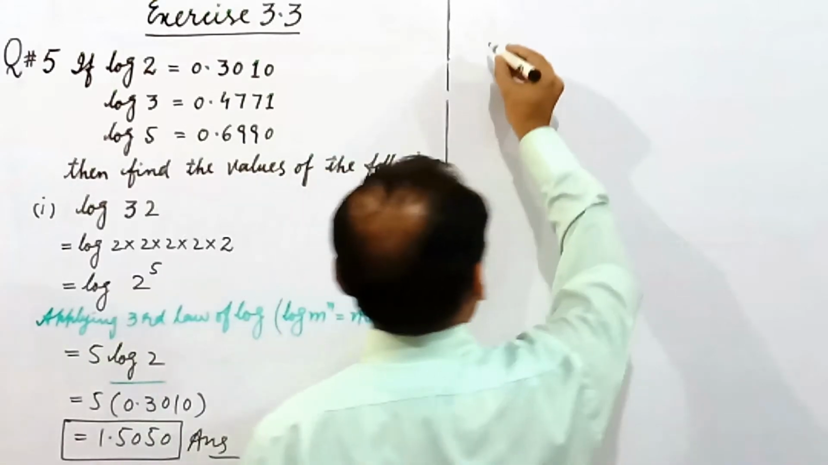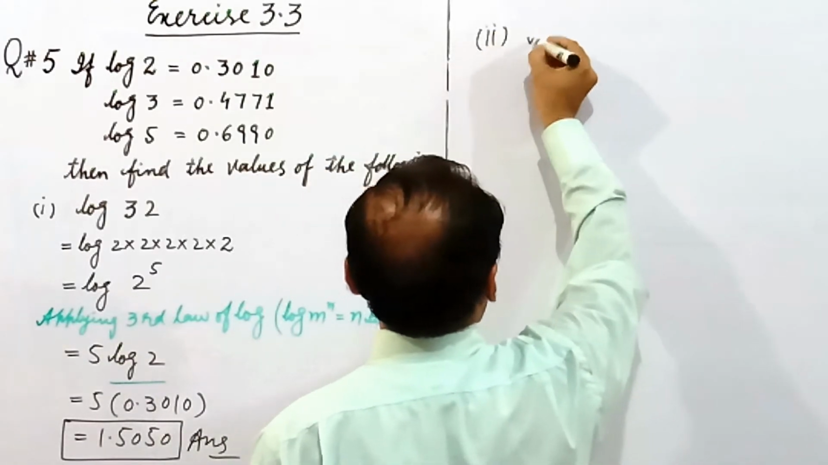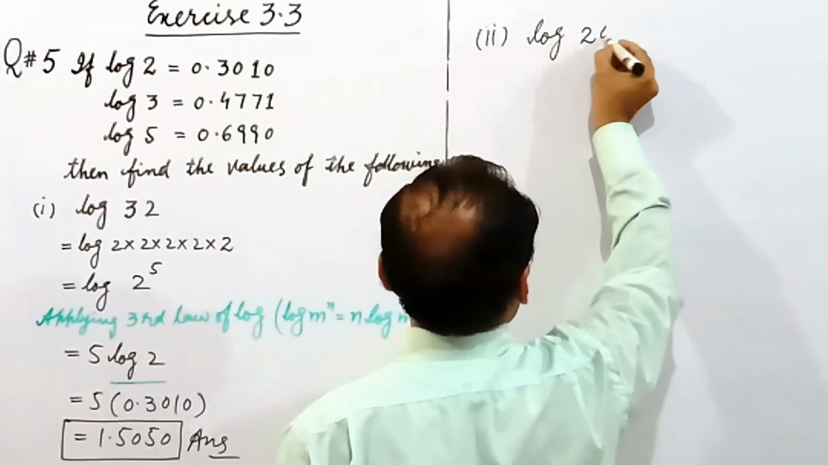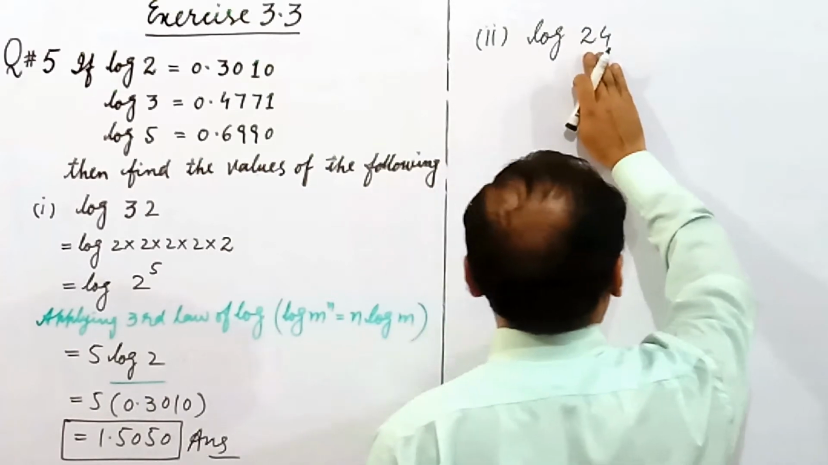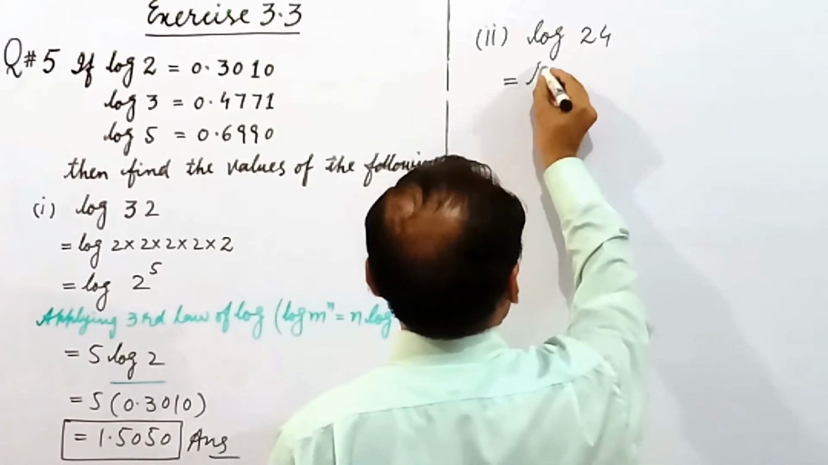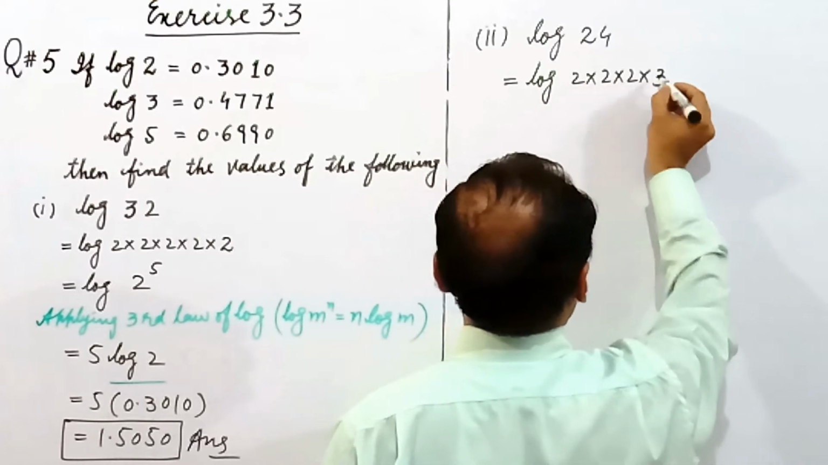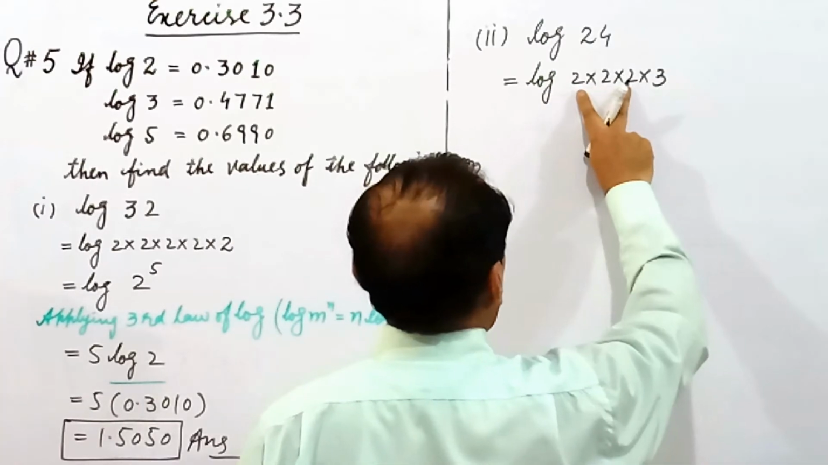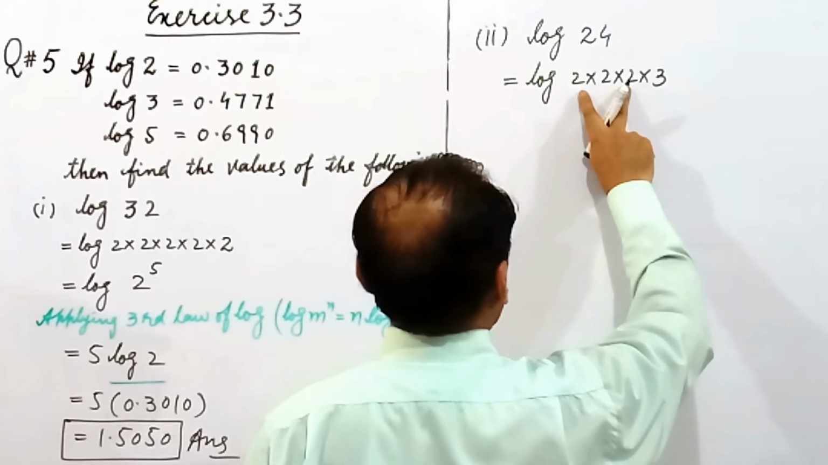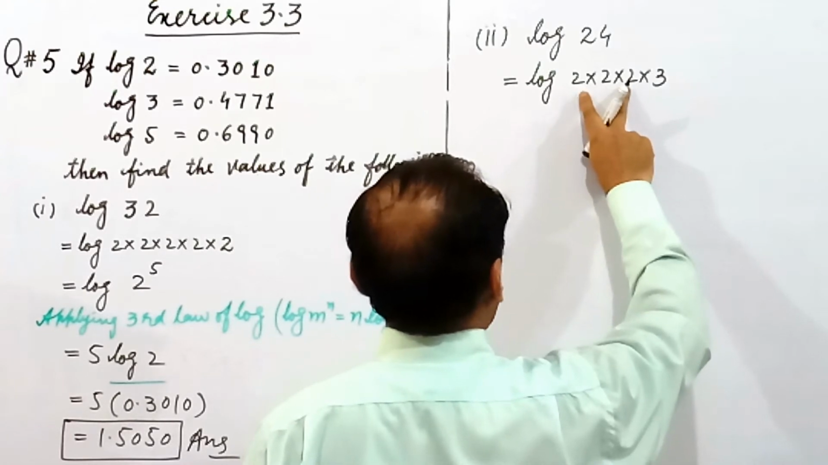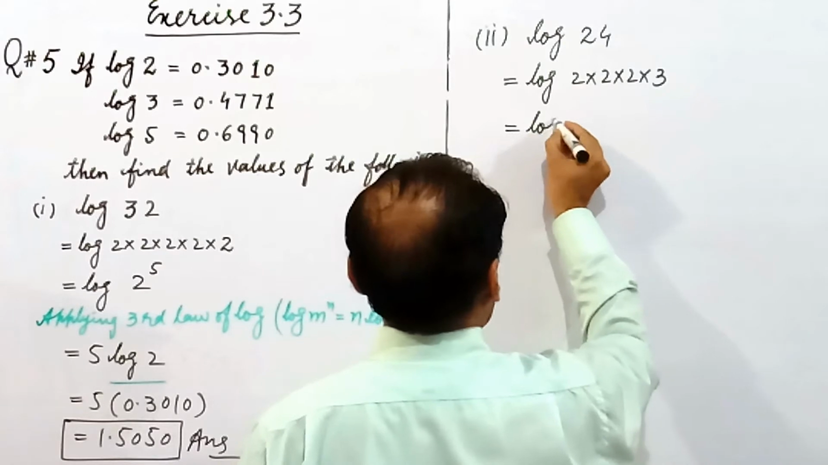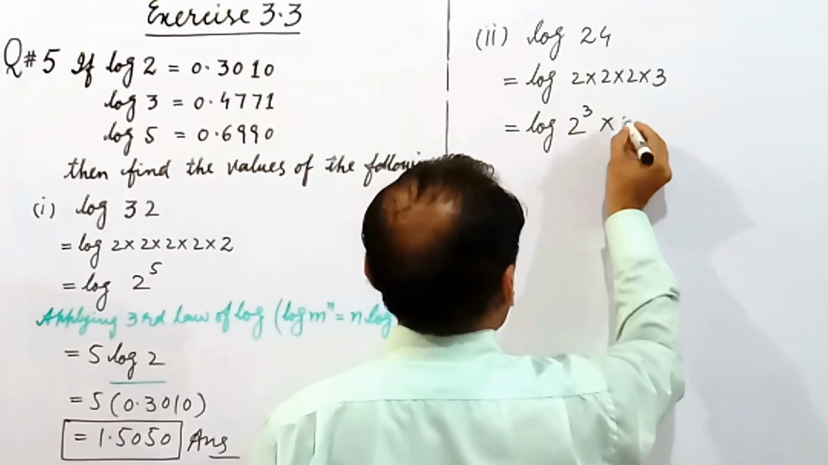Now we move to part 4, in which we are required to find the value of log 24. 24 is a composite number, so we have to find its prime factors, and these are 2 times 2 times 2 times 3. As 2 is multiplied 3 times, the bases are the same and the powers are added. So we can write log 2 raised to power 3, multiplied by 3.